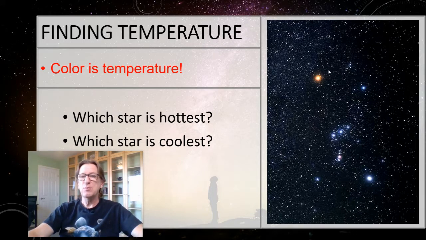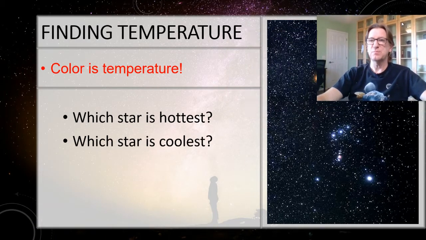So given what we learned in the last slide, which is hotter, Betelgeuse or Rigel? Well, remember, hotter objects are bluer. So Rigel must be the hotter one because it's bluer. So the coolest star then must be Betelgeuse right here because it's redder. All right, move the camera back up.